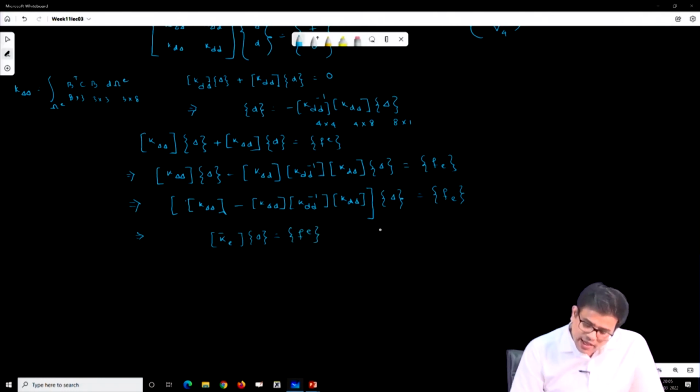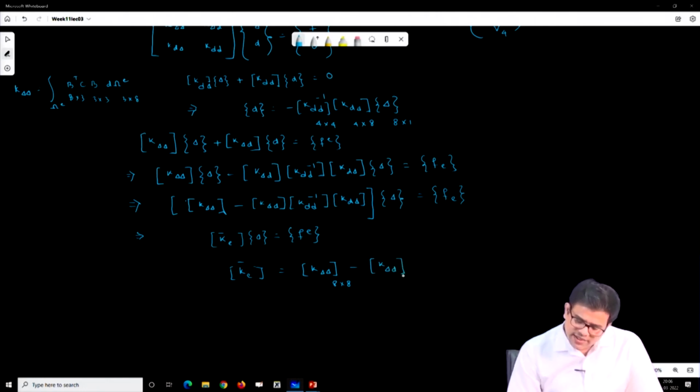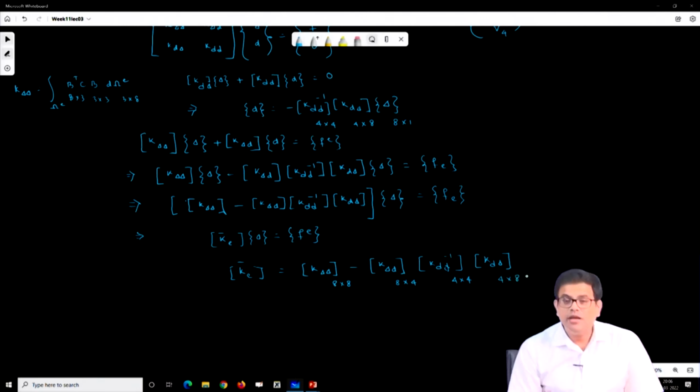Now what is Ke bar? Ke bar is essentially K delta delta, which is the standard 8 cross 8 matrix, and then minus K delta D, which is your 8 cross 4 matrix, and then KDD inverse, which is a 4 cross 4 matrix, and then K D delta, that is your 4 cross 8 matrix. So this is my modified stiffness.